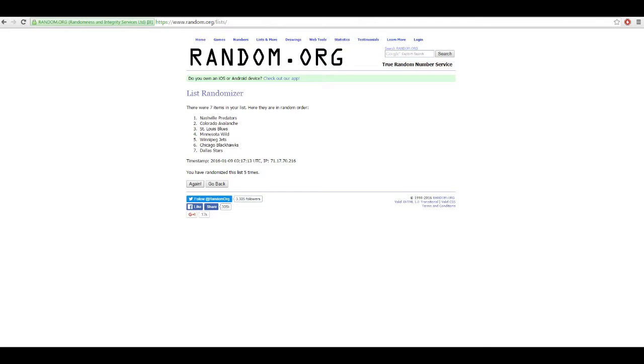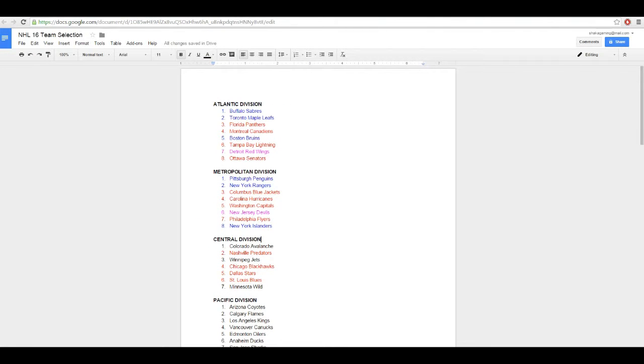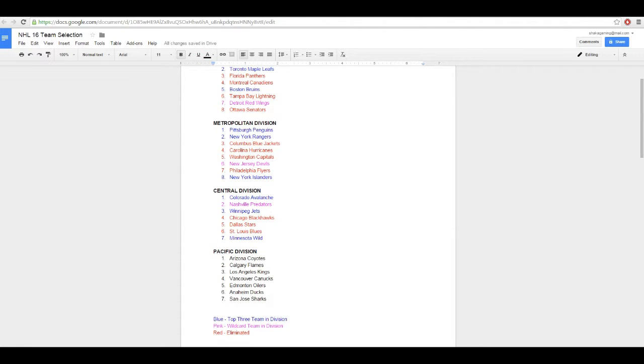Next team gone is the Nashville Predators. Wait, never mind. They're a wildcard team. I forgot they're 7th. Okay, so obviously Nashville has got a new lease on life, and the final three teams left in the Central Division are the Colorado Avalanche, the Winnipeg Jets, and the Minnesota Wild. So the next division we're doing is the Pacific Division.